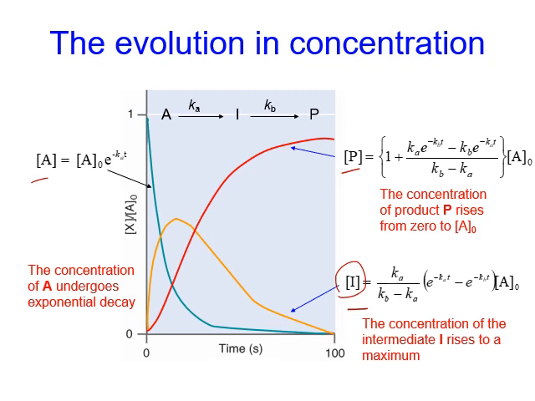This is not surprising because at the beginning you only have A, and A produces I, so it increases with time. But with time, I starts to accumulate, and the second step becomes important. It consumes I, and therefore I starts to decrease. And there's a time when the concentration of the intermediate becomes maximum.